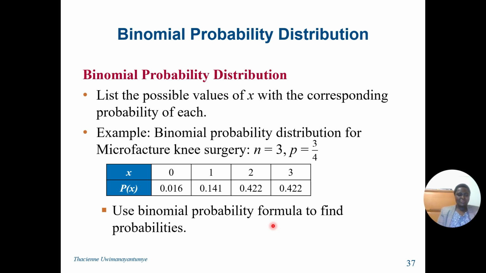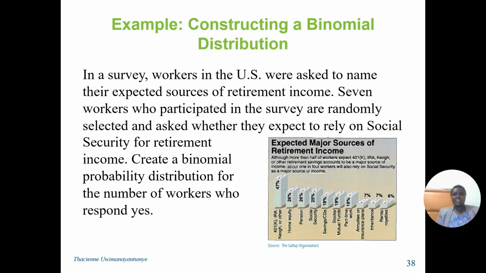Okay, so now let us learn how to construct a binomial distribution, and let's use this example. In a survey, workers in the US were asked to name their expected sources of retirement income. 7 workers who participated in the survey are randomly selected and asked whether they expected to rely on Social Security for retirement income. Then create a binomial probability distribution for the number of workers who respond yes.